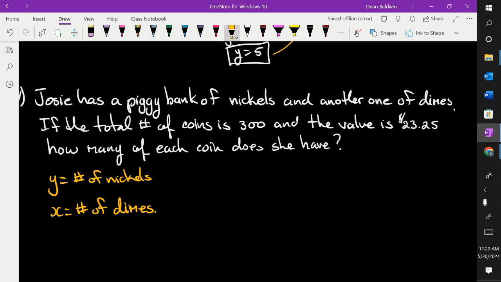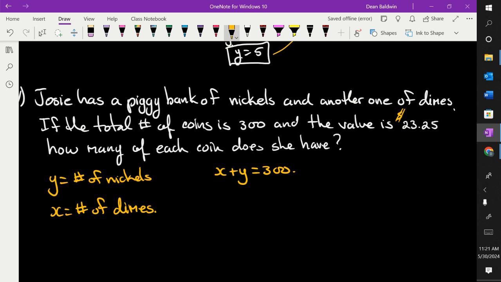You have 300 coins total. So what's the equation for that? X plus Y equals 300. Because X is the number of dimes, Y is the number of nickels. So X plus Y is 300 coins.